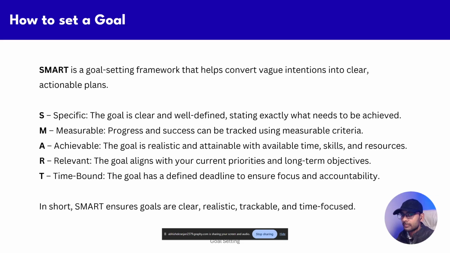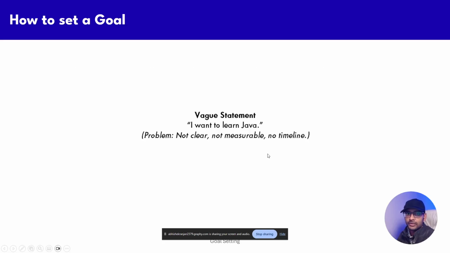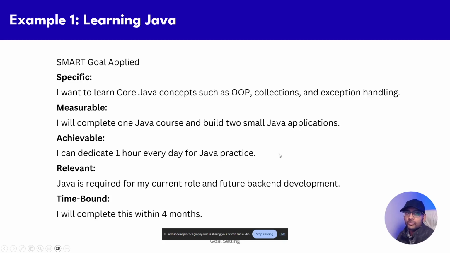But today's problem is we know about this, but we never understand how to use this technique. For that I am going to share a vague statement. Let's say someone comes and says, I want to learn Java. What is the problem with this statement? This is not actually a goal, because it is not clear, it is not measurable, and it does not have any timeline.